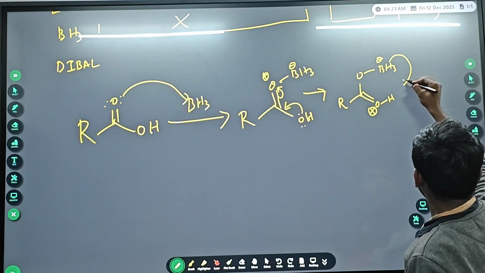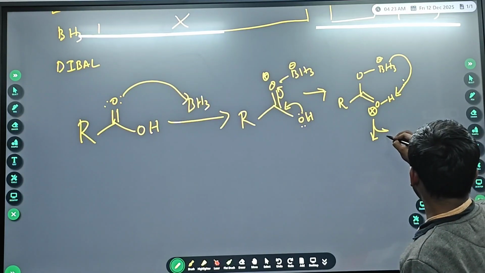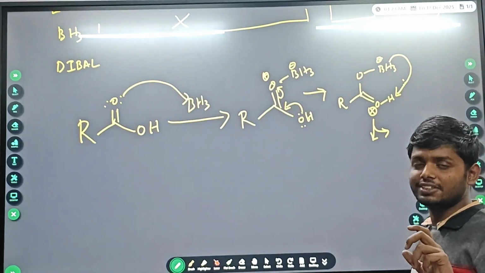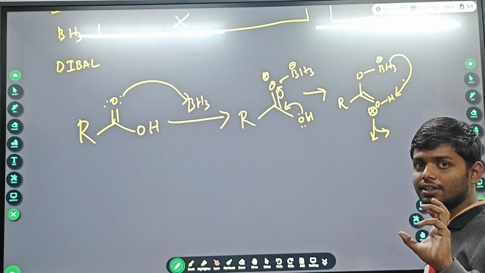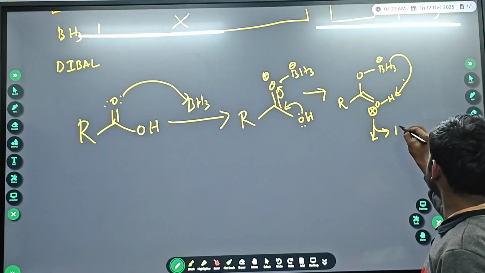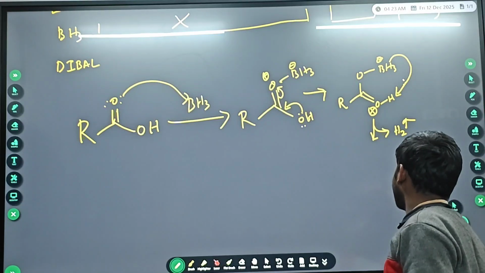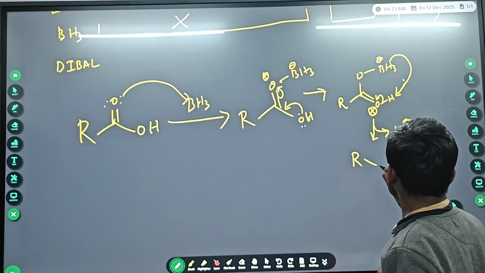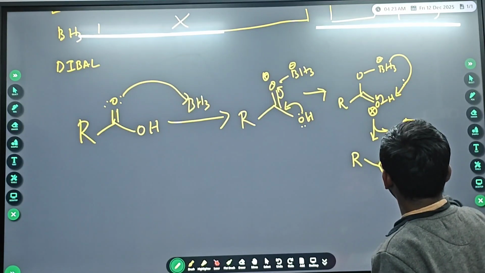From the boron, it will produce a hydride and abstract the acidic proton. The first thing I have told: if there is any acidic proton, all the time the hydride will take the acidic proton. Then the reaction will proceed. After this, if the acidic proton is taken, it will make hydrogen gas and neutralize, and the product will look like this.